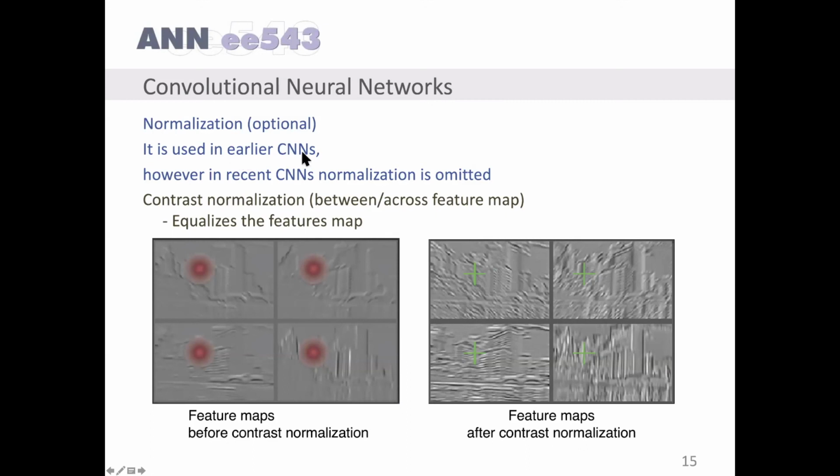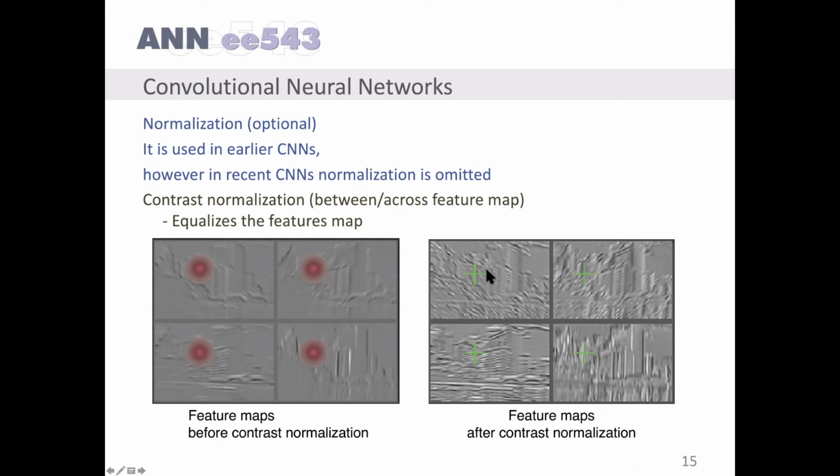The normalization step in a convolutional neural network is optional. It is used in earlier CNNs. However, in recent CNNs, normalization is omitted. For example, contrast normalization between or across the feature maps may be applied. This equalizes the feature maps. For example, here the feature maps before contrast normalization is given, and after contrast normalization, we may obtain such a feature map.